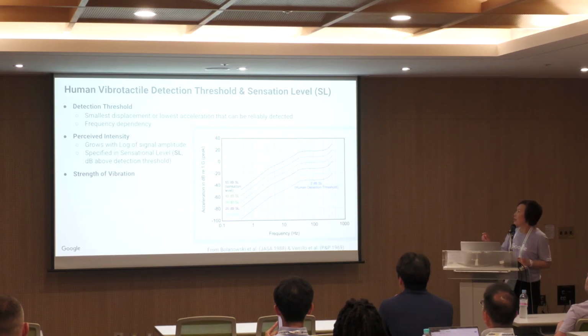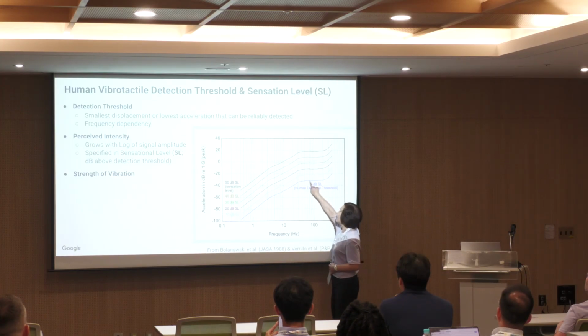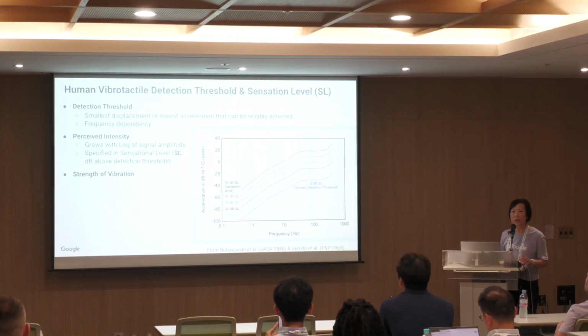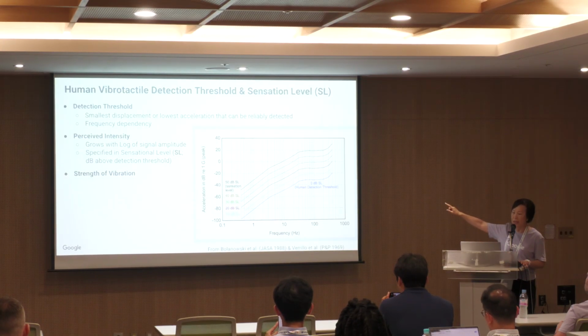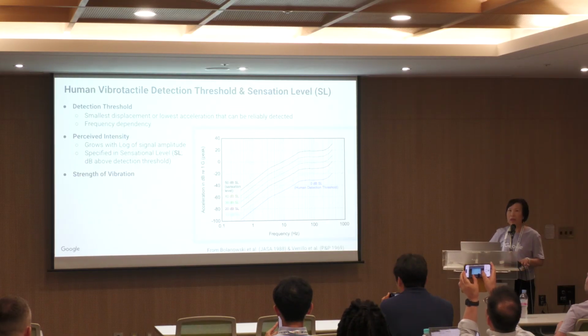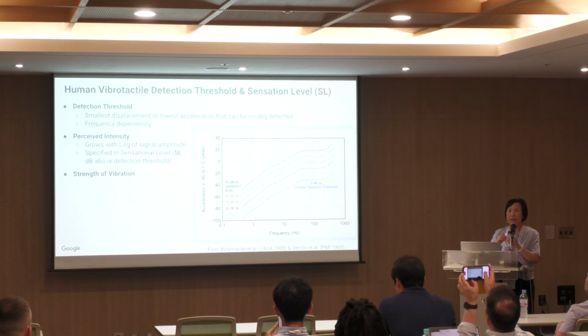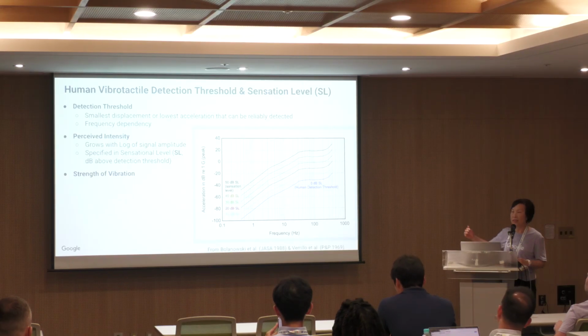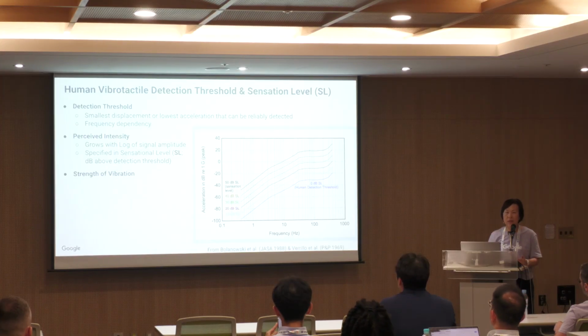So on this plot, the detection threshold is the bottom curve. Right. This one. So that's labeled human detection threshold. And you also see this label called the 0 dB sensation level. So that means this is the lowest intensity you can deliver, and that's marked as 0. And the way we think about perceived intensity, as I have on the slide, is that perceived intensity according to psychophysical results grows with the log of signal amplitude.